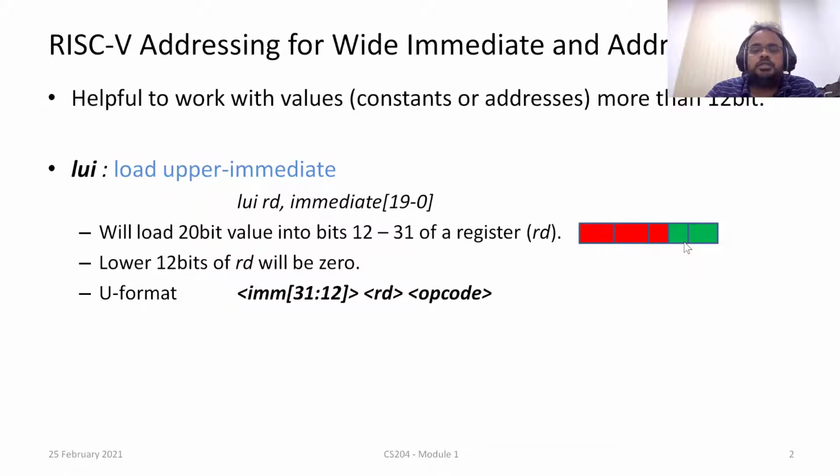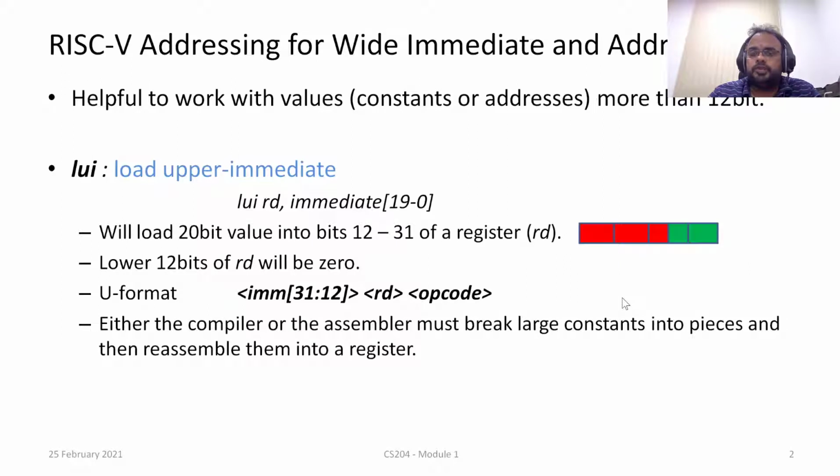And the format of this instruction used for instruction encoding is something like this. We have the 7-bit opcode followed by 5 bits of the destination register's number. Following that, we have 20 bits of the immediate field.